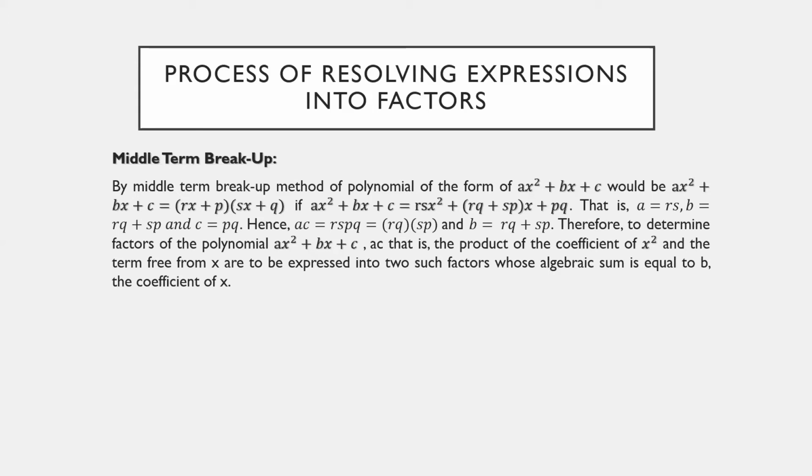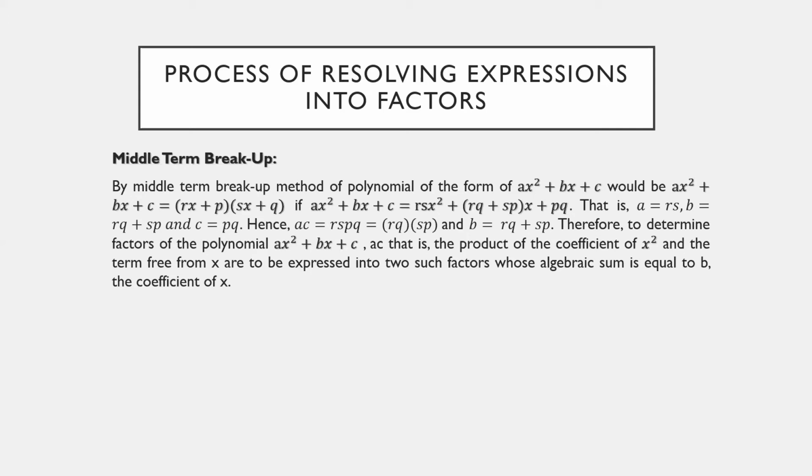So by the middle term breakup method, a polynomial of the form ax square plus bx plus c equals rx plus p into sx plus q. So here the factors will be rx plus p and sx plus q. Now here comes the condition: ax square plus bx plus c equals rs x square plus rq plus sp into x plus pq. That is, here a will be equal to rs, b will be equal to rq plus sp, and c will be equal to pq.